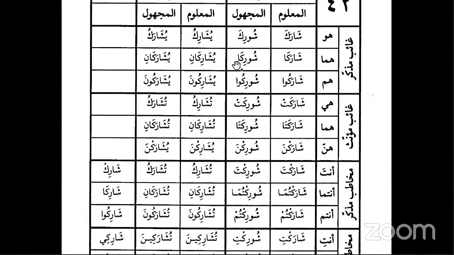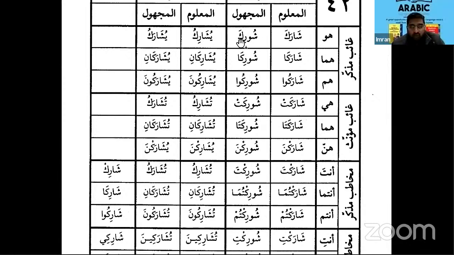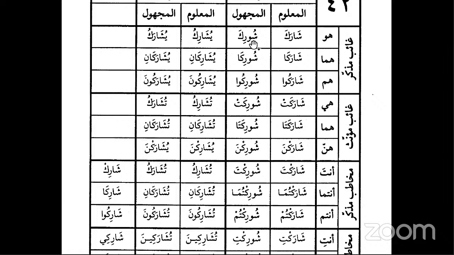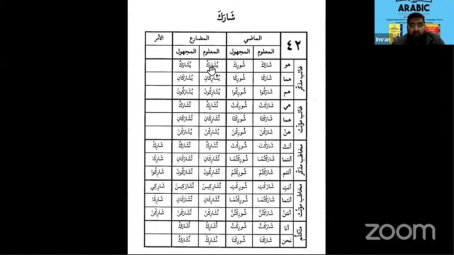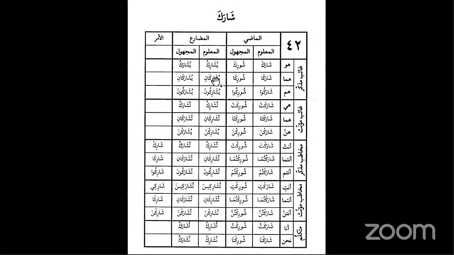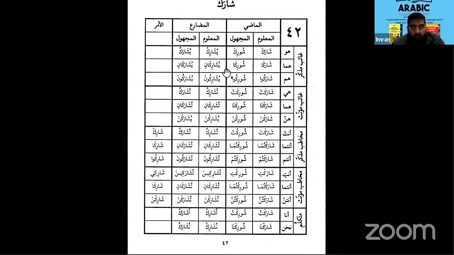What happens is that, as it is on the pattern of fu'ila, the sheen has a dhamma, the ra, one letter before the last, has a kasra, and the alif changes to a waw for suitability. So it becomes shurika, the fi'l madi majhul. Okay, shurika. And the present tense is yushariku. So conjugate yushariku as well, please, for me.